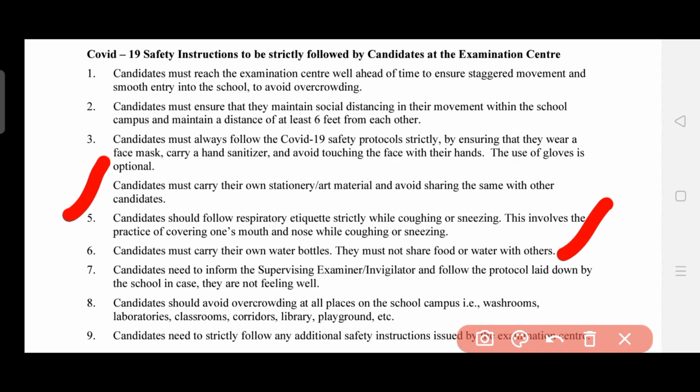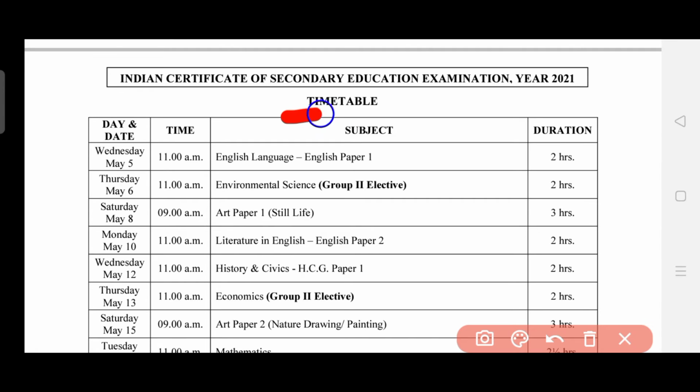Candidates need to inform the supervising examiner or invigilator and follow the protocols laid down by the school in case they are not feeling well. Yes, if you are not feeling well, then do inform the supervising examiner who is present in your examination hall. So now let's talk about the timetable which has been given by the ICSE board.